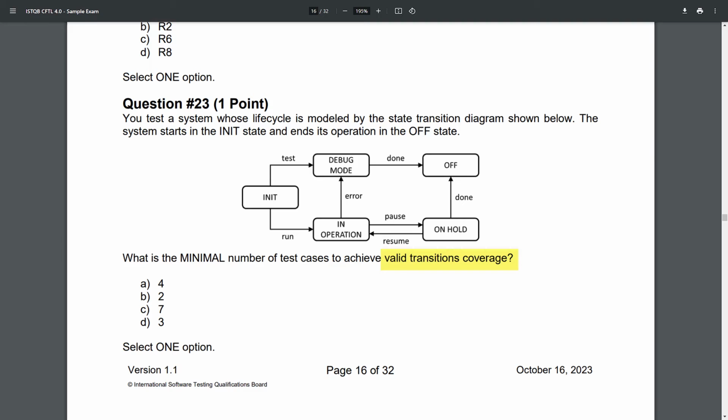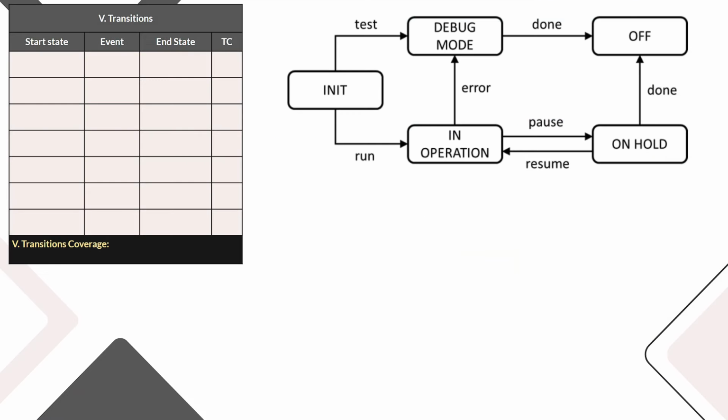As in the previous question, we copy the state transition diagram and create a table where we'll record valid transitions. Since we do not have guard conditions and actions in this example, the table can be simplified without extra columns. As in the previous examples, we must start by recording all valid transitions. The first of which is state Init, event Test, and state Debug Mode. The second transition is Debug Mode, Done, Off, and so on.